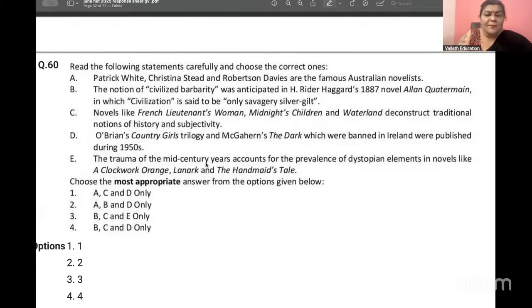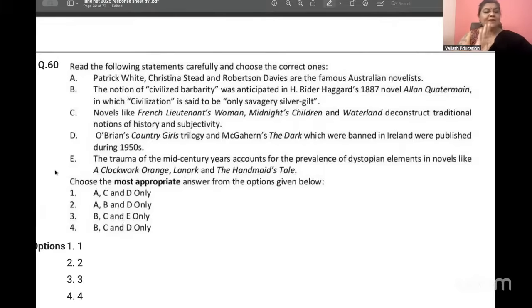The trauma of the mid-century years accounts for the prevalence of dystopian elements. Mid-century means middle of the 20th century. Second World War was there. Yeah, that is why dystopian elements were there in novels. A Clockwork Orange was there. The Handmaid's Tale was there. Yeah, both these are mid-century. Lanark, I have not heard.